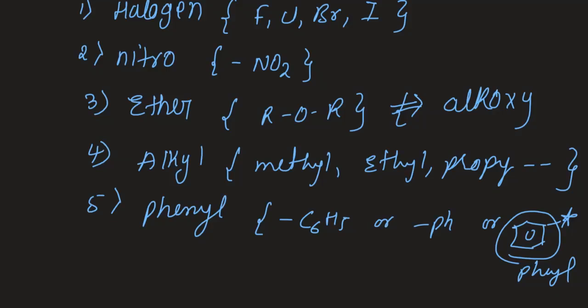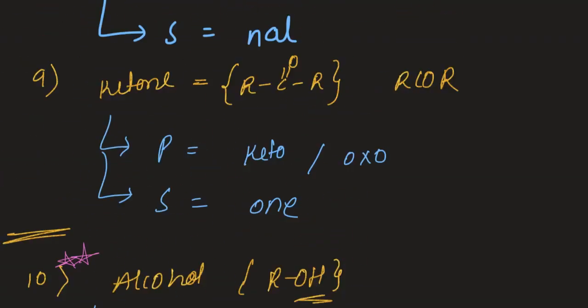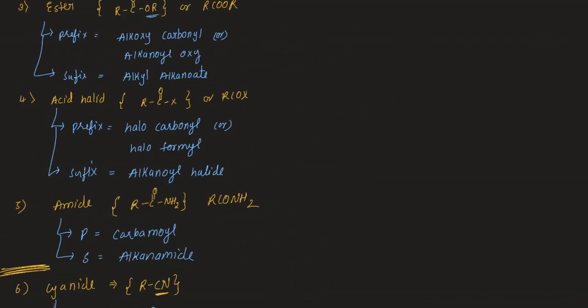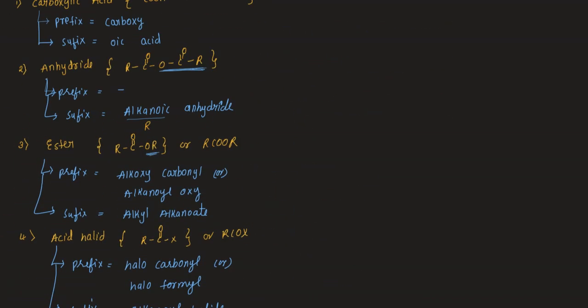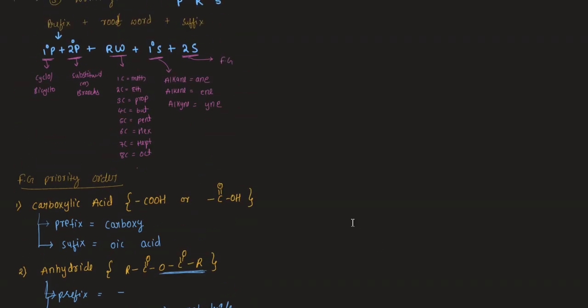Introduction. What is the first step in IUPAC? The first step is to find the parent carbon chain. The second step is numbering the parent carbon chain. And the third step we have written as naming, which is nothing but primary prefix, secondary prefix, root word, primary suffix, and secondary suffix.